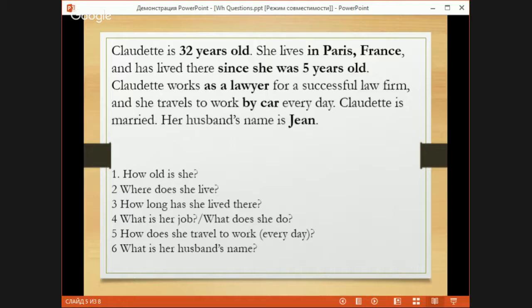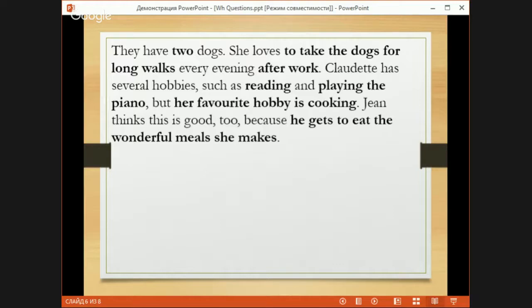She travels to work by car. How does she travel to work? Every day, if you want to use. And about her husband, what is her husband's name? The next one, this is the continuation of the story.